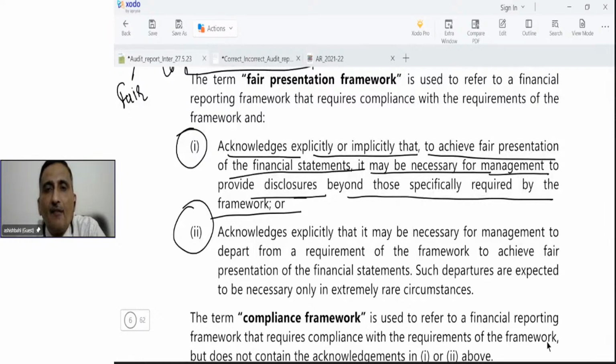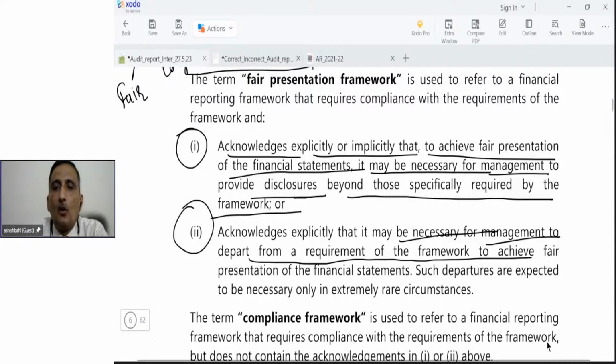When the framework so acknowledges, then it is known as fair representation framework, or it acknowledges explicitly that it would be necessary for management to depart from a requirement of framework to achieve fair representation. जो भी उसमें फाइनेंशियल रिपोर्टिंग फ्रेमवर्क में जो भी रिक्वायरमेंट है, लेकिन मैनेजमेंट ट्रू और फेयर पिक्चर दिखाने के लिए उससे भी डिपार्ट कर सकती है, उससे भी बियॉन्ड जा सकती है. ओके, तो दोनों में से कोई भी कंडीशन होगी तो फेयर रिप्रेजेंटेशन है, और अगर कुछ नहीं होगा, सिर्फ लॉ की कंप्लायंस है, तो कंप्लायंस फ्रेमवर्क है.